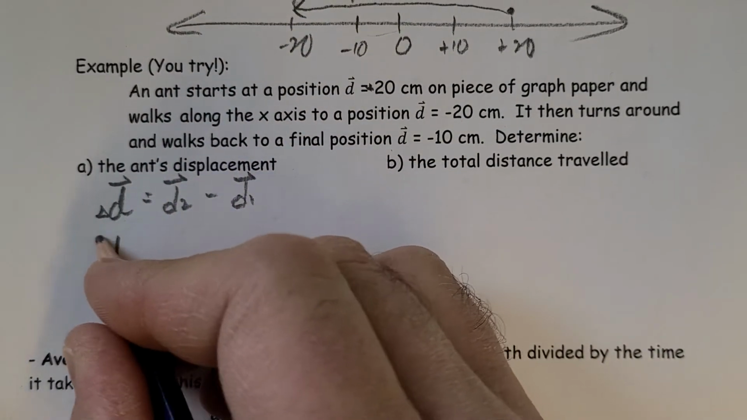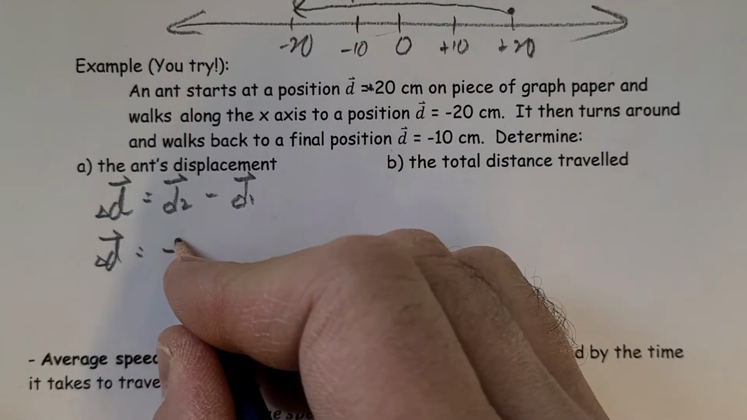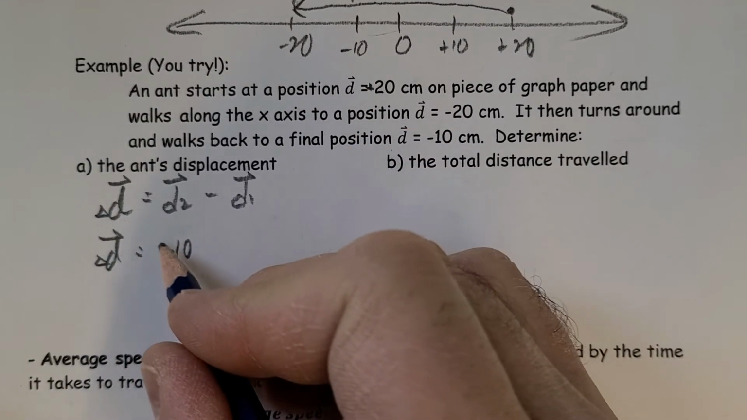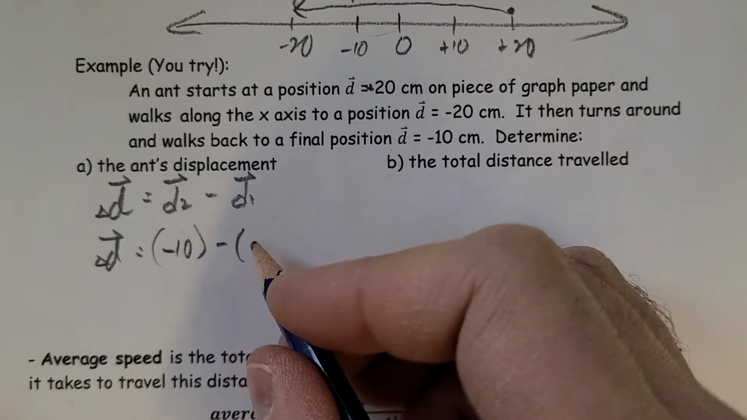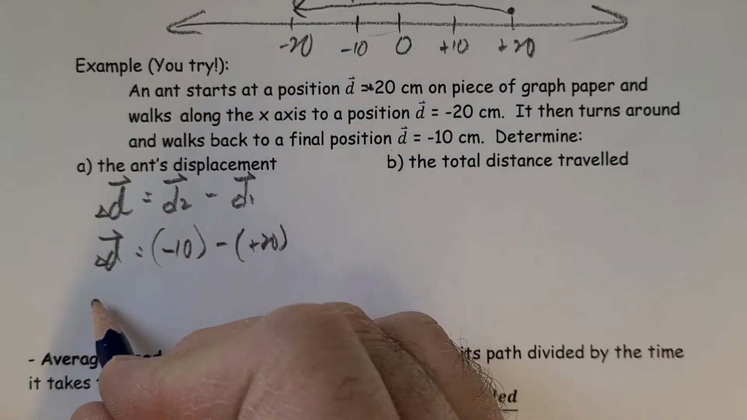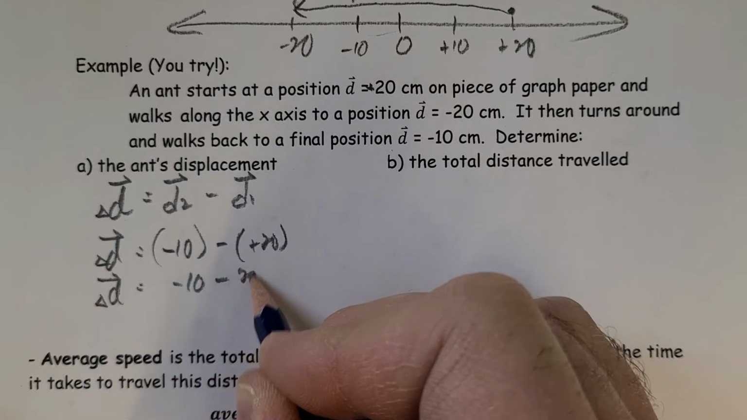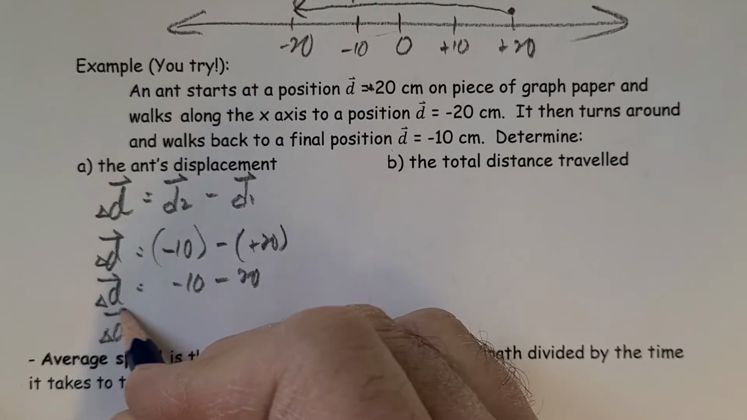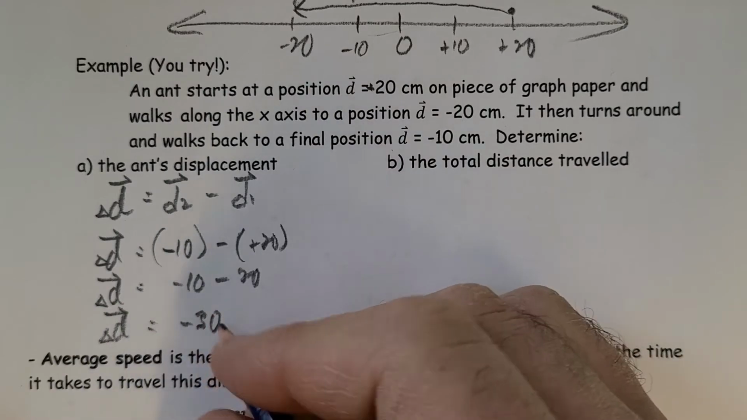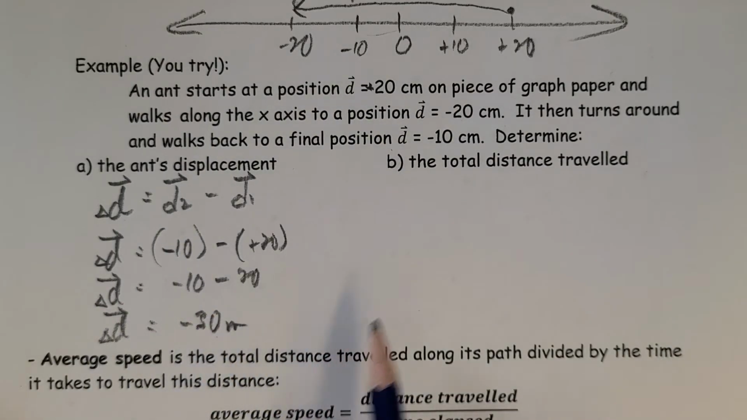So delta D is my final position, which is at the negative 10, and my initial position was at plus 20. So as you can see here, we're going to get negative 10 minus 20, leading me to a result of negative 30 meters. The negative implies going that way, and then 30.